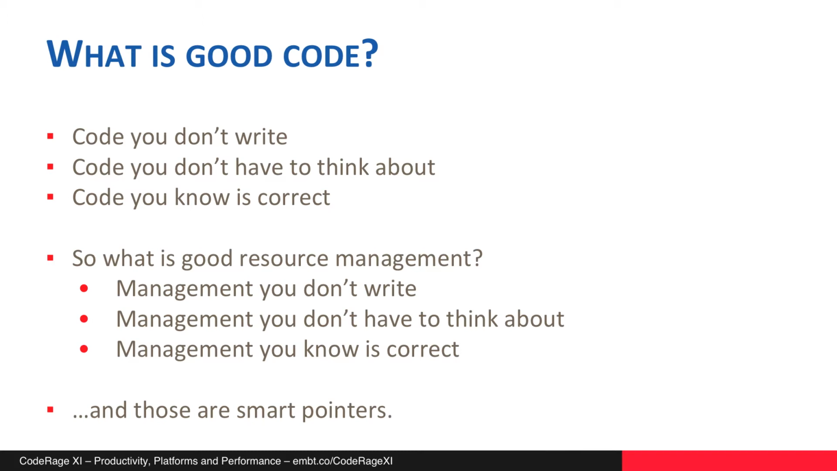But good code is also code that you don't have to think about. Code that is designed in a way such that it has a guarantee of correctness. And so applying that to resource management, where a resource is a pointer, good code there is pointer management that you don't write, pointer management that you don't have to think about, and pointer management that you know is correct and guaranteed to be safe. And that's where smart pointers come in.